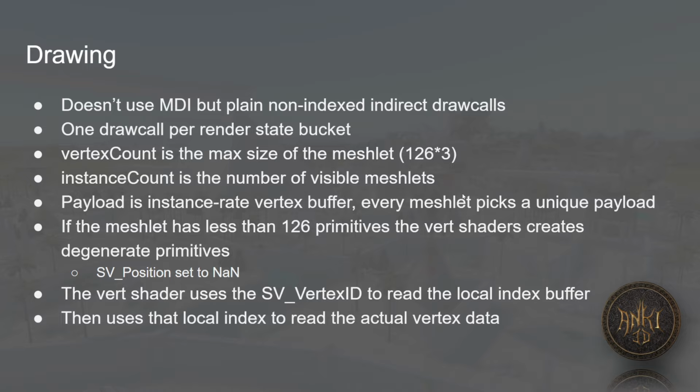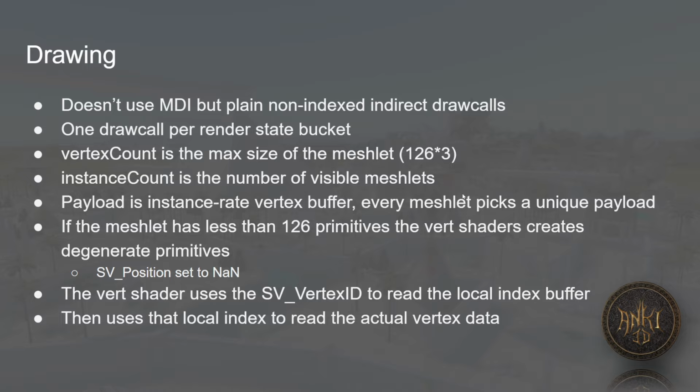So unlike part 2, which was using MDI, when it comes to drawing we're now using a single non-indexed draw call per render state bucket. The vertex count of this draw call is the number of vertices per meshlet, and the instance count is the number of visible meshlets of that bucket. The output payloads from the GPU visibility are fed into these draw calls as instance rate buffers.